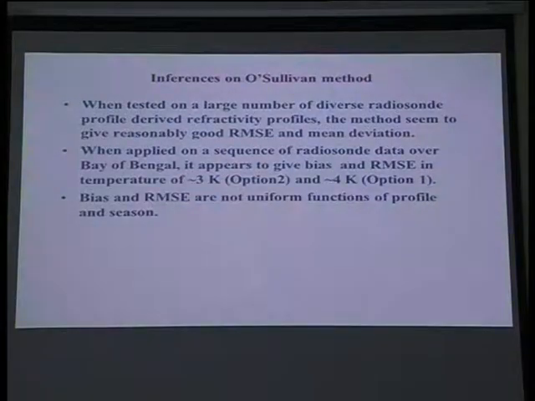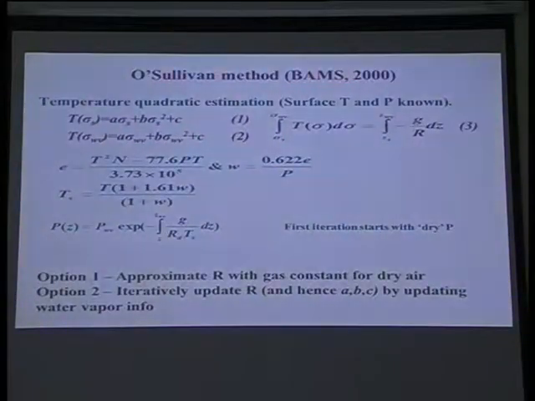There are two options also. One is when we know refractivity close to the lowermost point. In that case we have to approximate R with the gas constant for dry air. When we know refractivity up close to the ground, then we can iteratively update that R and hence A, B, C as well. So there are two options for solving this. Obviously in practice we can use only option 1, because we never have refractivity profiles reaching close to the ground.